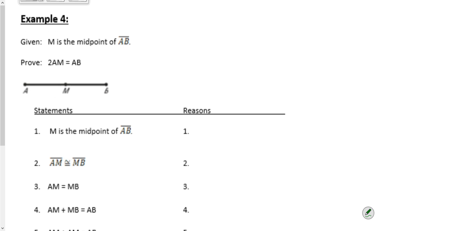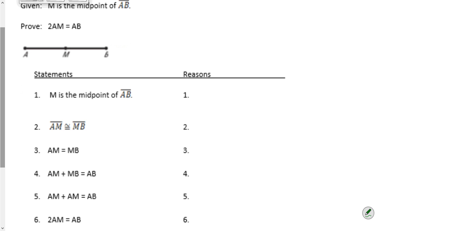All right, example number 4. For this one, I want you to pause and try and figure out those reasons on your own, and then unpause and we'll go over the results. Okay, hopefully you took the time to try this on your own, but let's look at this. Number 1, M is the midpoint of segment AB. Well, that's our given statement. M is the midpoint of segment AB. So I write given as reason number 1.